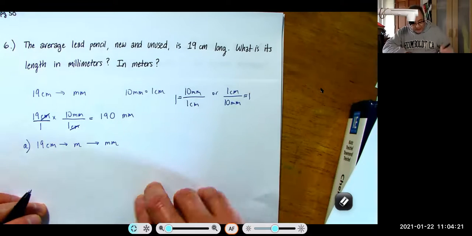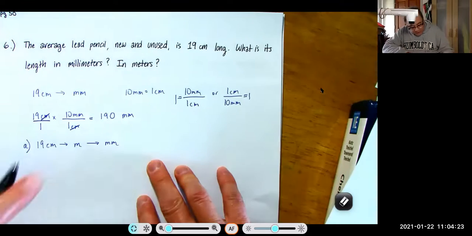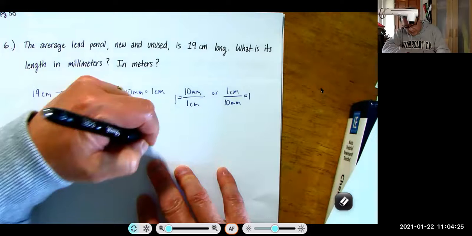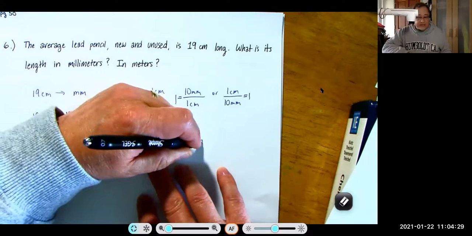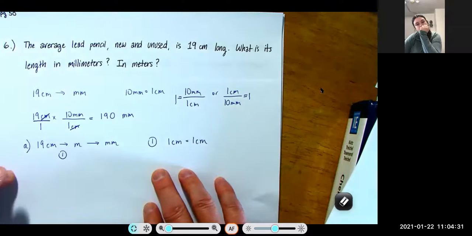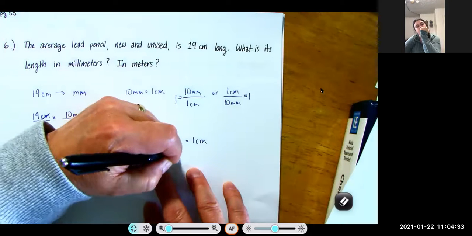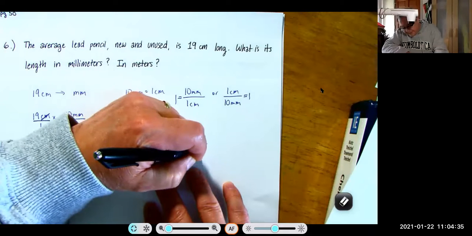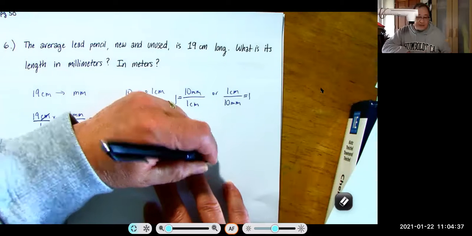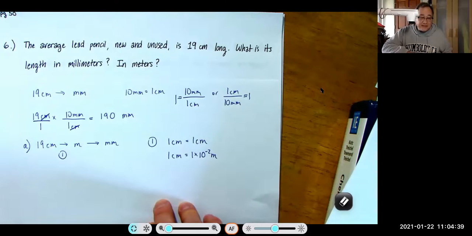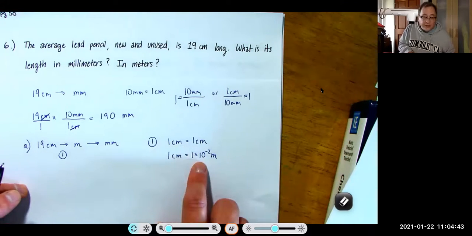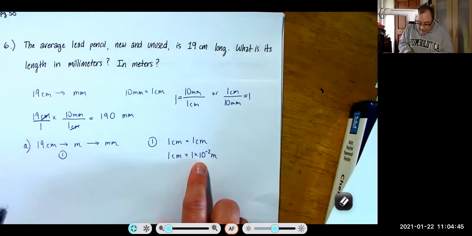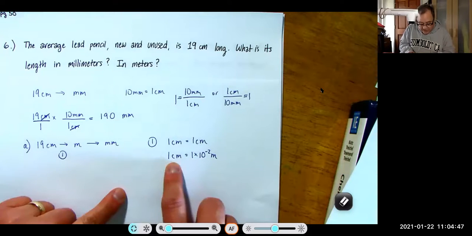And so here's the deal. For this very first conversion, we know that 1 centimeter is equal to 1 centimeter. That's a fact. But we also know that centi really means 10 to the minus 2. That's a fact. I'm not going to change both of the C's. I'm only going to change one. This is my conversion from centimeter to meter.